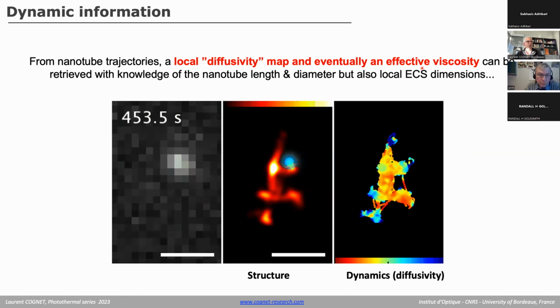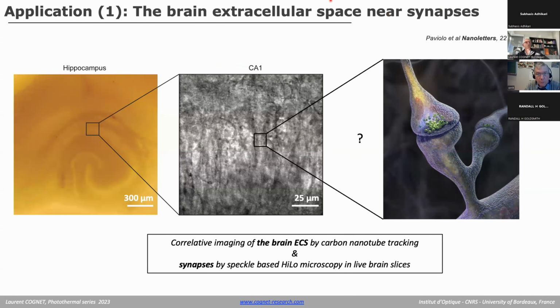So just to show you a few examples of what we do with that, I will show you two quick applications. One question that we had was to look at what's going on near synapses. So this is the hippocampus of a brain. Here you see the dimension. If you zoom in this region, you start to see the cells. And if you zoom here, you can see synapses.